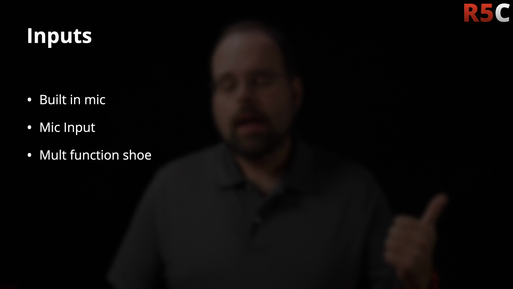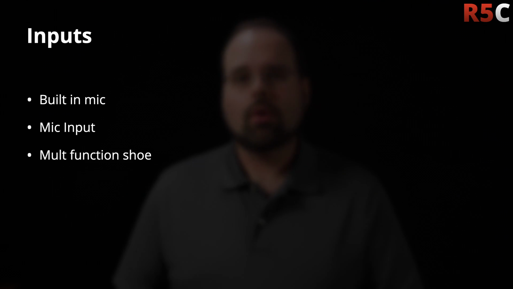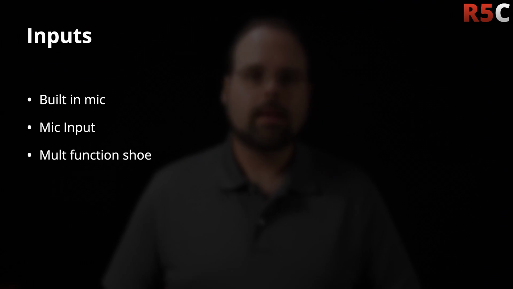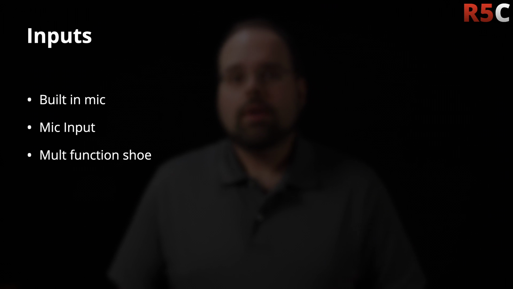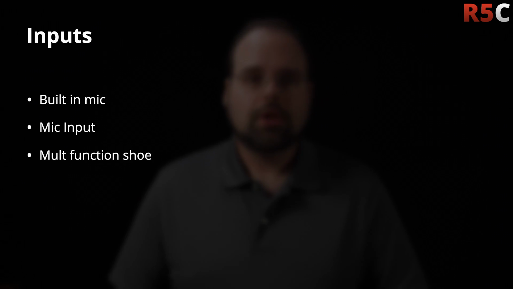So with that said, let's get this show on the road, and let's start by talking about inputs, how to get sound into the camera. On the R5C, there are 3 different inputs available for you to get audio into your camera. The built-in mic, which Canon calls the monaural microphone in the manual and documentation. I'm going to be calling it the built-in mic because it is the microphone that's built into the camera. The microphone input and the multifunction shoe.